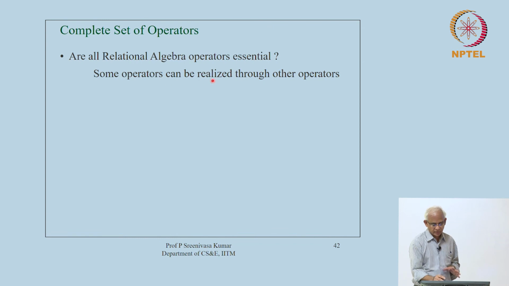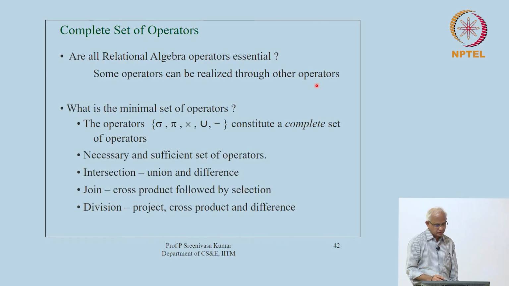Some operators can be realized through other operators, we have already seen that. So, that leads to the question: are all relational algebra operators essential? The answer of course is no, they are not all essential. One can show theoretically, which we are not going to do in this course, that selection sigma, projection, cross product, union, and difference are the complete set of operators. That means these are necessary and sufficient. So, you can realize all the other operators through these operators.